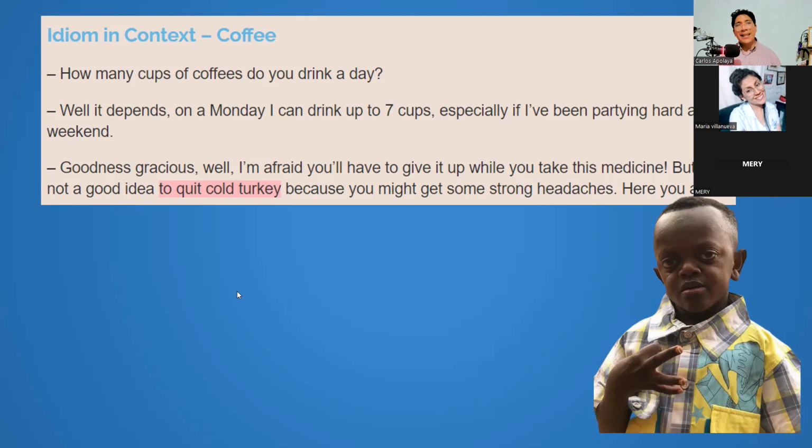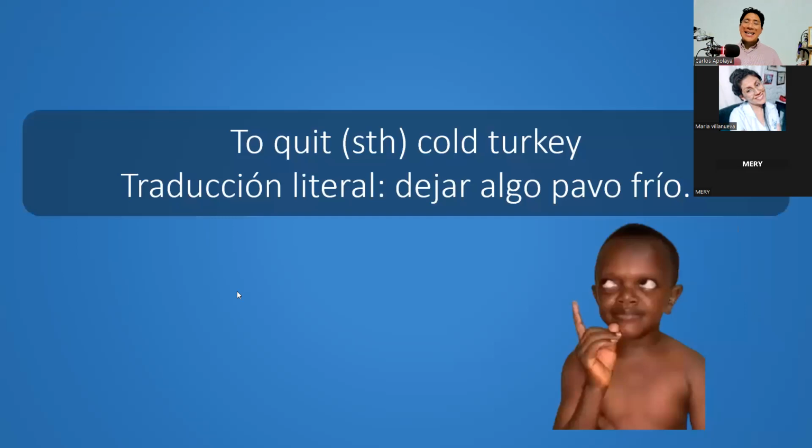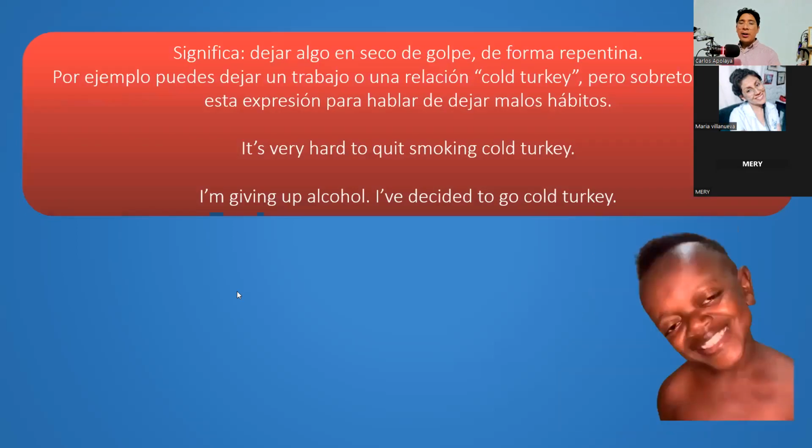¿Cómo podrían traducir dejar el pavo frío en English? Any ideas? Dejar el pavo frío. The cold turkey, like this. ¿Qué crees que significa dejar el pavo frío? To quit cold turkey. Cuando tú dejas algo pavo frío, quiere decir que lo dejas de golpe, lo dejas de la nada. Mayormente usamos esta expresión para dejar malos hábitos o terminar un trabajo, una relación, lo que sea.